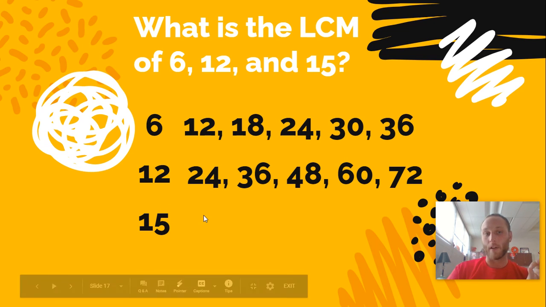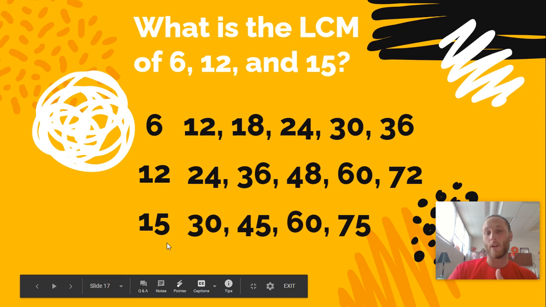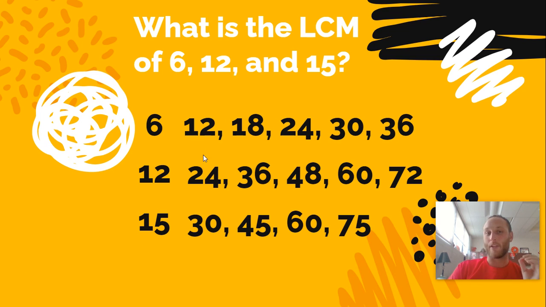So maybe it's going to be 24 if I skip count by 12s. And then I'm going to skip count by 15. So I get 15, 30, 45, 60, 75. Ooh, that's a little tough. So I see that 15 when I skip count doesn't have any numbers in common with 6 and 12 at the current moment. So that means I'm probably going to have to go back to 6 and 12 and look for more multiples. So this one's going to take a little longer.